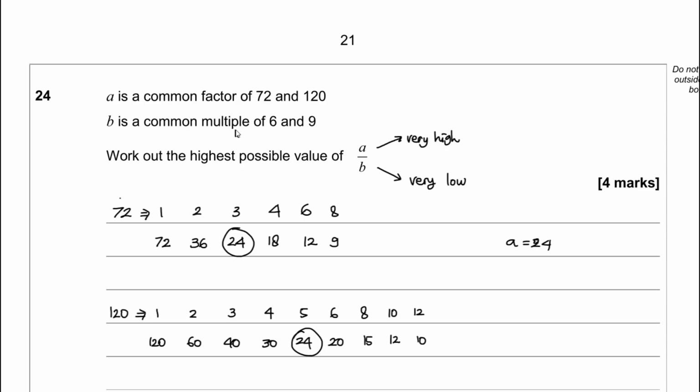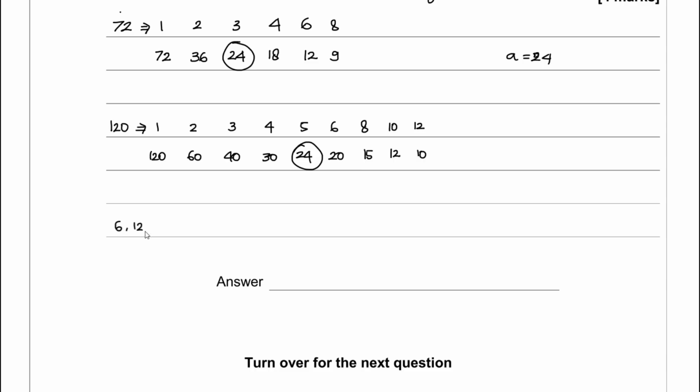B is a common multiple of 6 and 9. And we just need B to be very, very low. So multiples of 6: it is 6, and then 12. You add 6 again, 18, then 24, you add 6 again is 30, and then 36, and so on. While the multiples of 9: it is 9, 18, and so on. I stop here because I have seen this. This is the common multiple of 6 and 9, and we just need as low as possible, so we take the first one, it is 18.